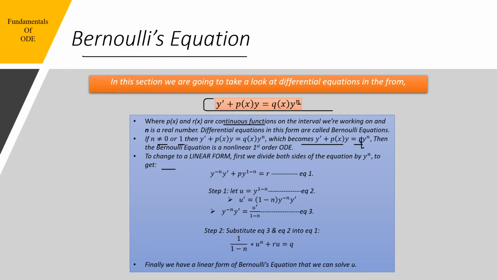It seems that this is a non-linear first order ODE. So to change to a linear form, first we divide both sides of the equation by y to the power of n. Then we let u equal y to the power of 1 minus n. And then we differentiate u to get u prime and rearrange, and finally substitute equation 3 and equation 2 into equation 1. So we have a linear form of Bernoulli's equation, and now we can solve for u.